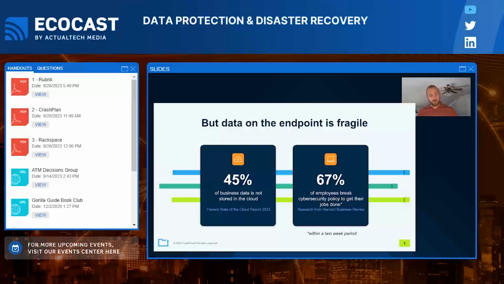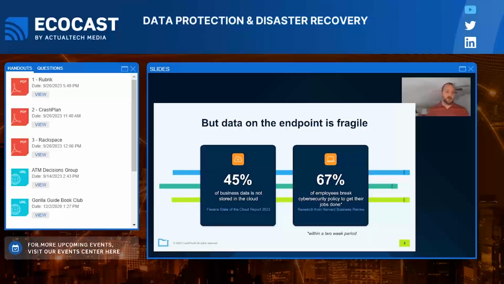Another interesting fact here is Harvard did a business study review, and 67% of employees admitted that they broke their security policy to get their job done within the last 2 weeks of that study. So in a 2-week period, a 14-day period, 67% of the employees surveyed admitted that they circumvented the security policies to get their jobs done. That's a little scary to think about.